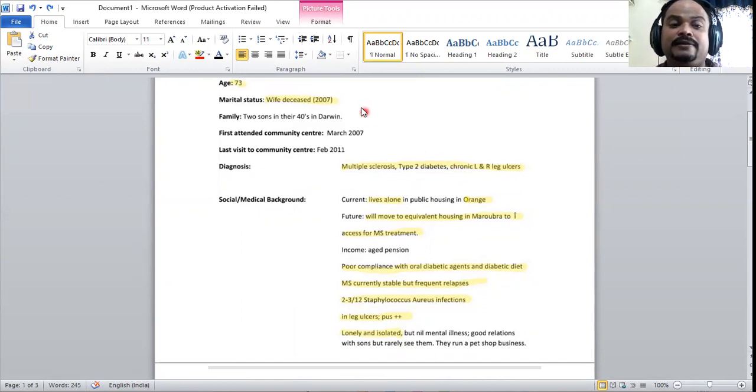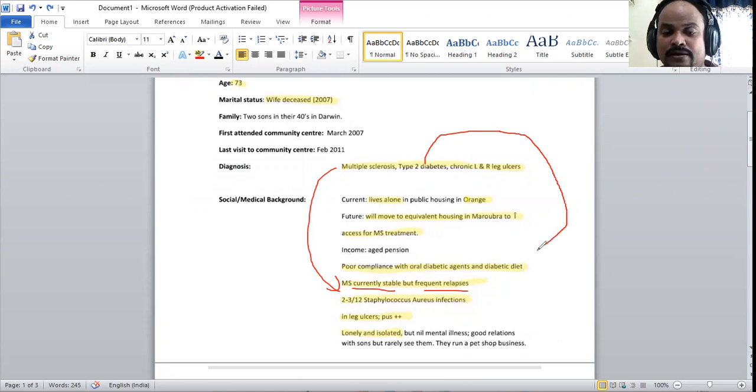So that I can identify from this particular area. You can say multiple sclerosis is currently stable. It means that he has been under treatment for multiple sclerosis. And the condition right now is stable, but with frequent relapses. He has type 2 diabetes, with poor compliance with oral diabetic agents and diabetic diet. It means that type 2 diabetes was diagnosed somewhere before 2011.